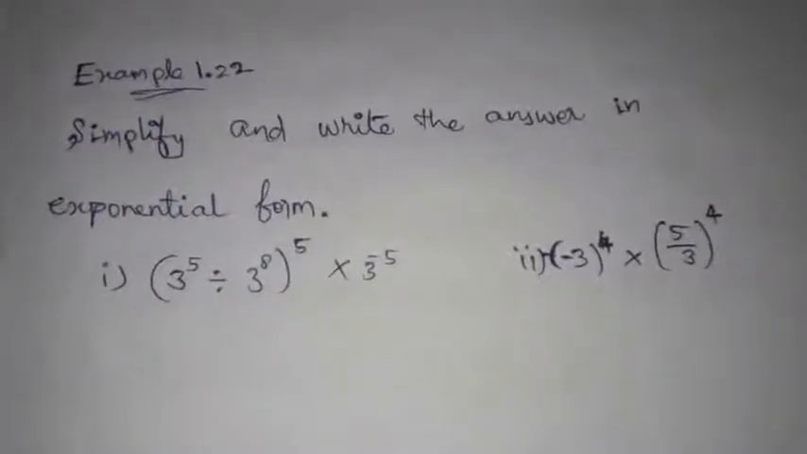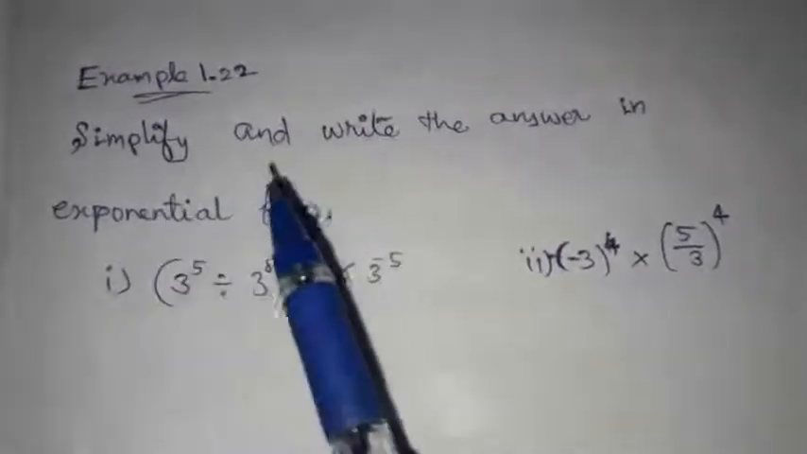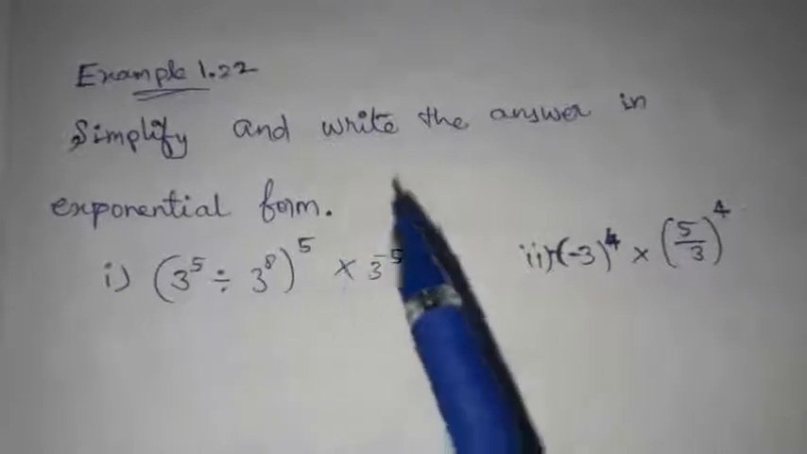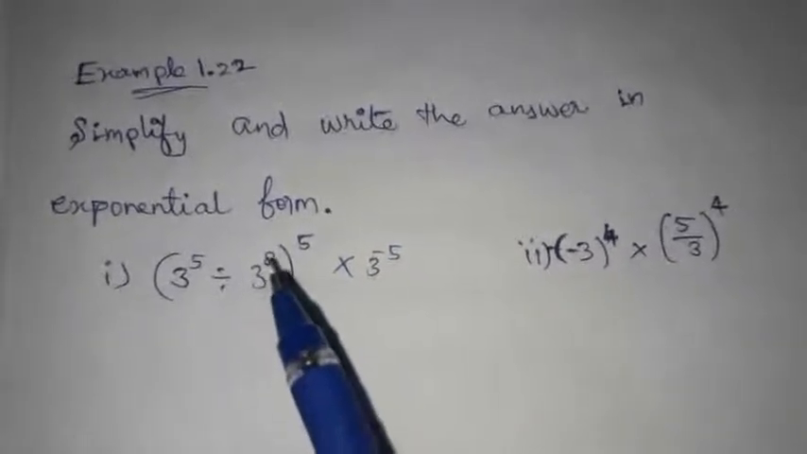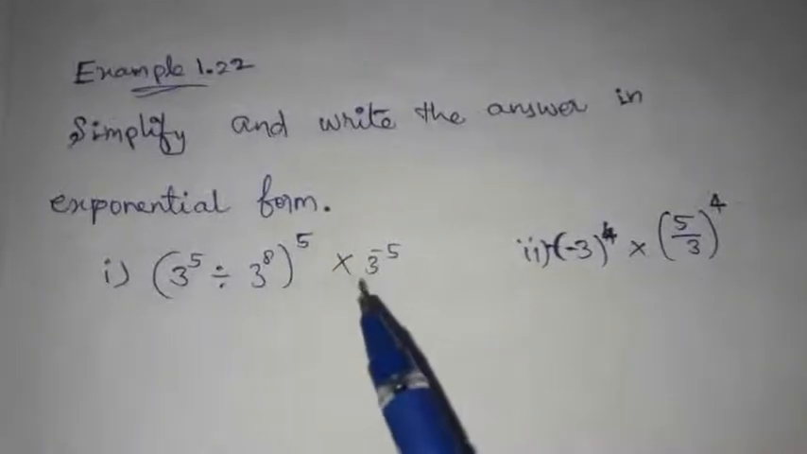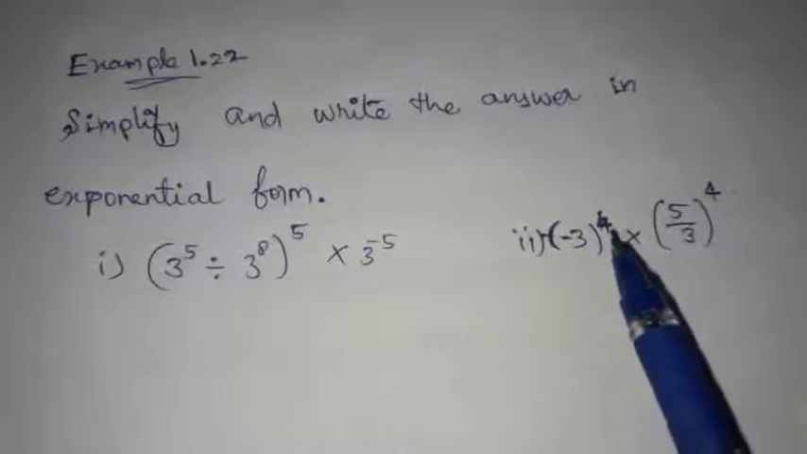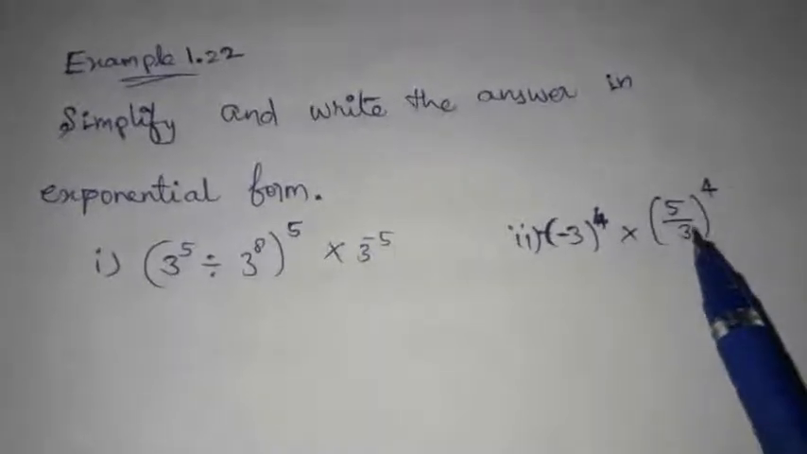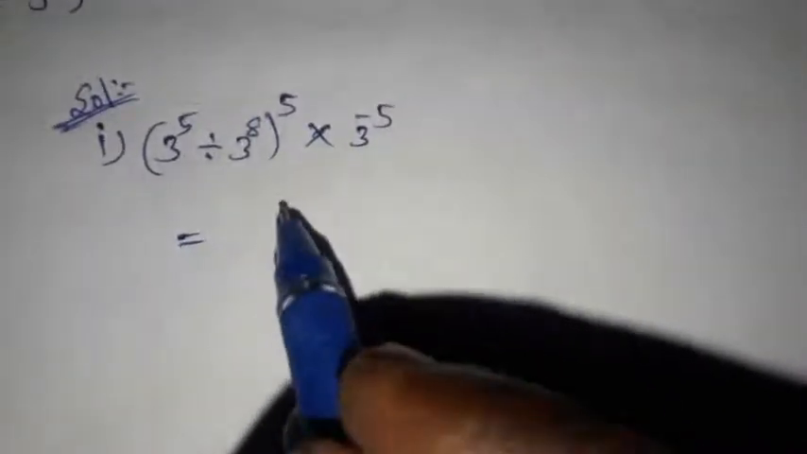Next we are going to see another book example. Example 1.22. Simplify and write the answer in exponential form. First subdivision, 3 power 5 divided by 3 power 8 the whole power 5 into 3 power minus 5. Second subdivision, minus 3 power 4 into 5 by 3 the whole power 4. Let us see the solution for these two questions. We have to write this in division.